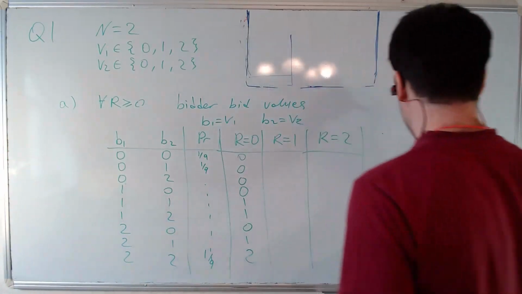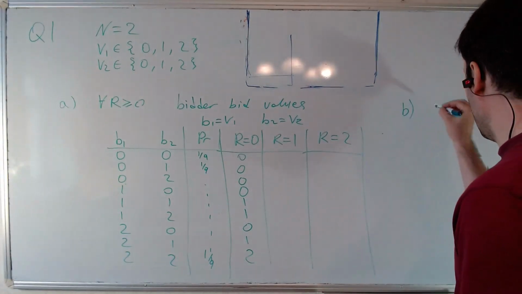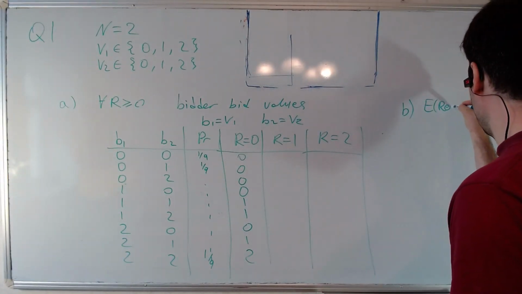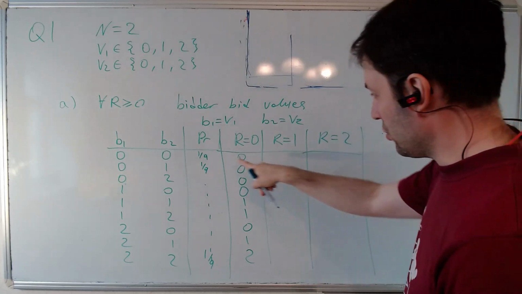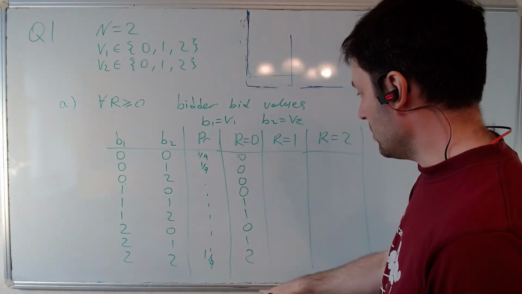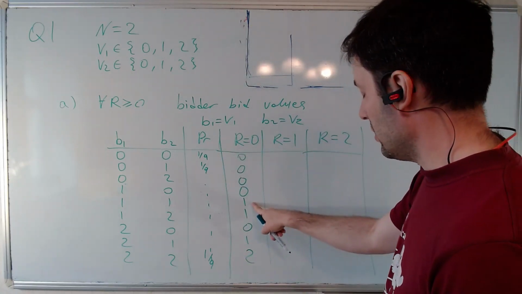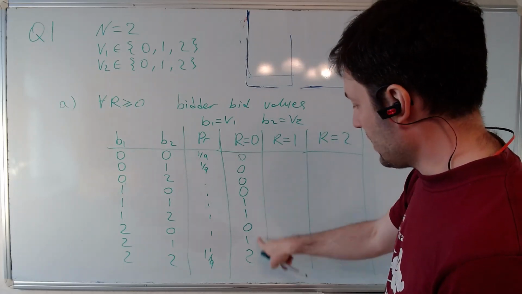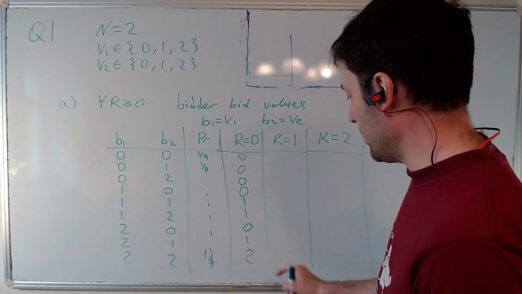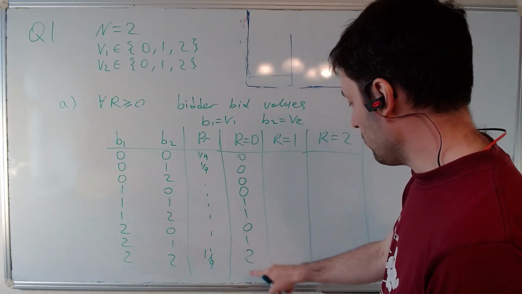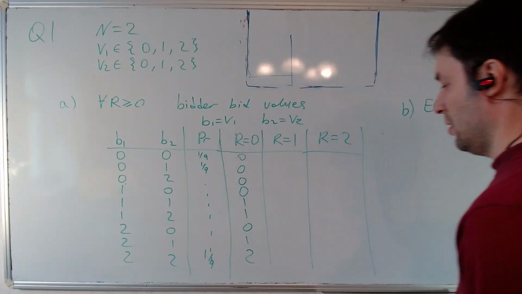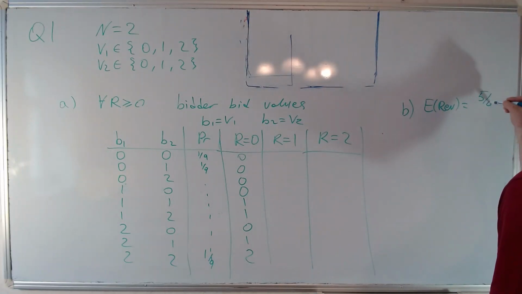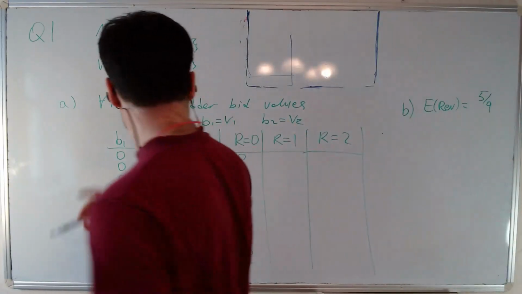Okay, therefore for part B, our expected revenue will be how much? So all outcomes are equally likely, so therefore we can simply take a sum of these values and divide it by 9. So it's 1 plus 1 plus 1 plus 2, that's 5. 5 divided by 9. So that must be the revenue.